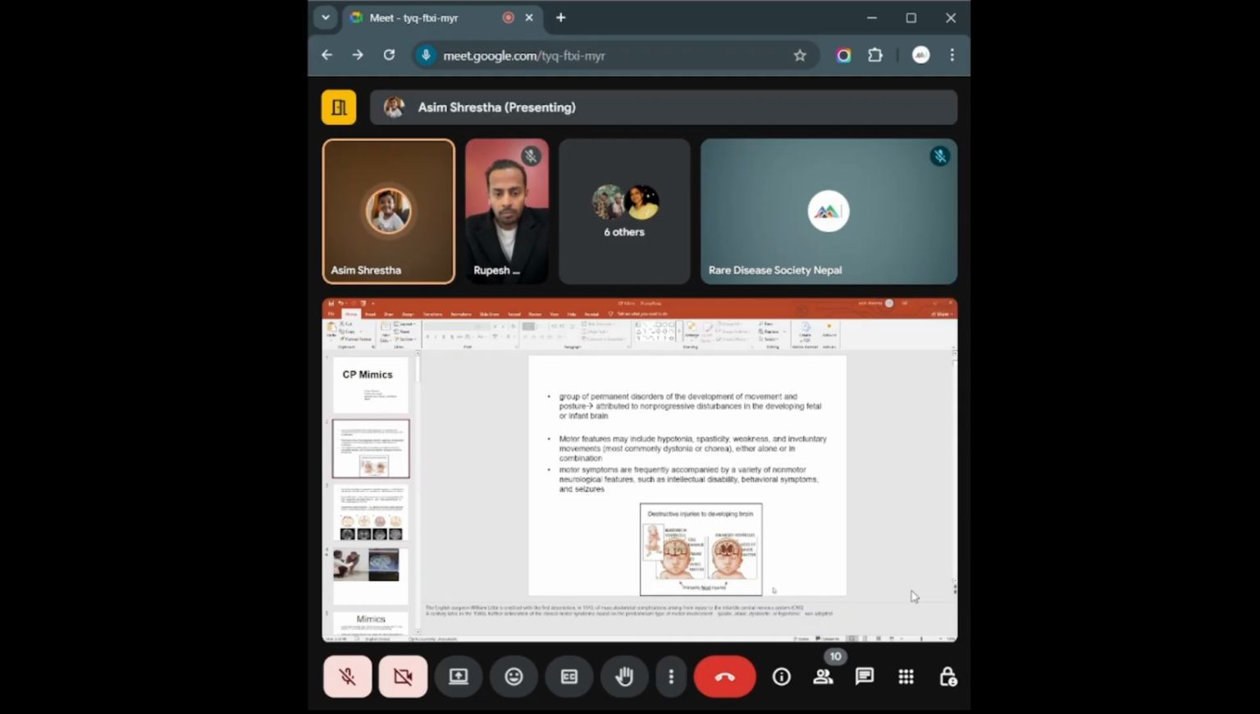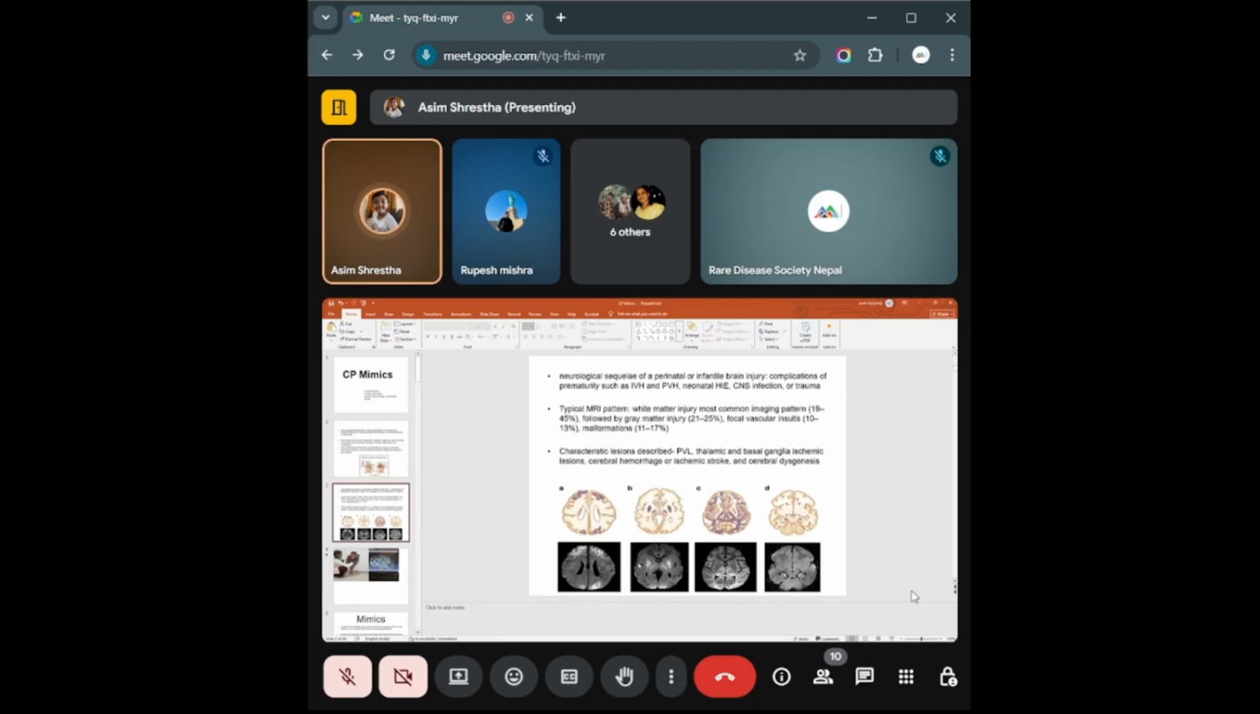The motor symptoms are frequently accompanied by a variety of non-motor neurological features as well. The IQ may be low, there may be behavioral symptoms like hyperactivity, restlessness, there may be sleeplessness as well, and seizures if there is a cortical involvement. The typical neurological sequelae occur in infantile brain injury that may occur because of prematurity, like in our part of the developing world, mainly intraventricular hemorrhage, periventricular hemorrhage, neonatal hypoxic ischemic injury, central nervous system infection, or trauma.